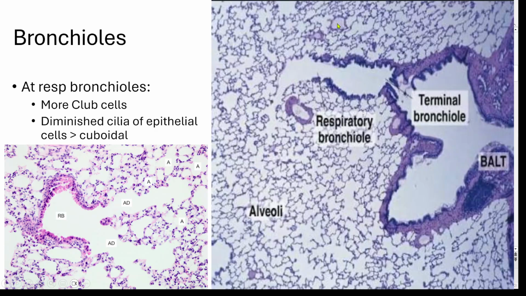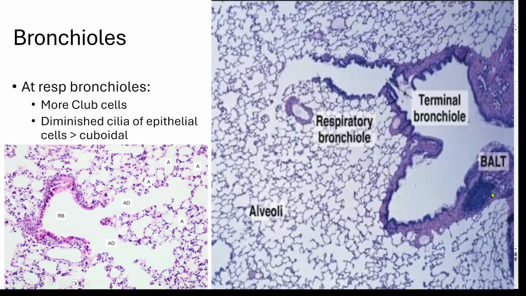Lots of alveoli there. After we go from the respiratory bronchiole, we branch into the alveolar ducts and alveolar sacs with each alveolus, as you can see here. They are just spaces with very thin walls.